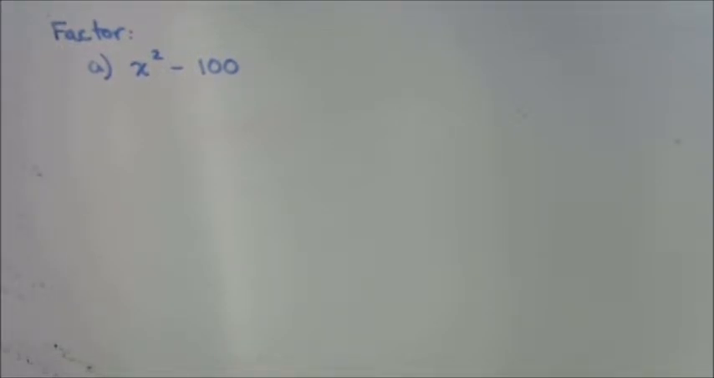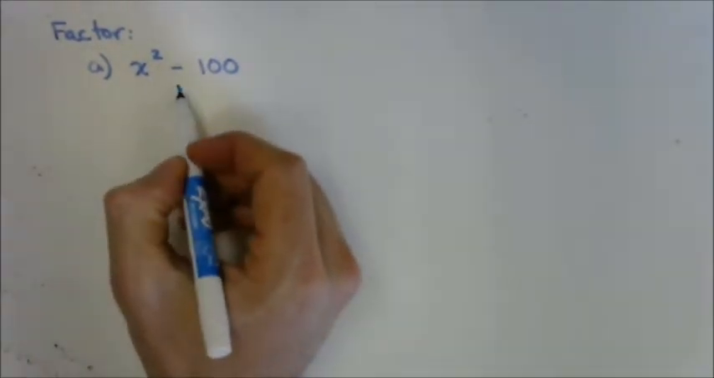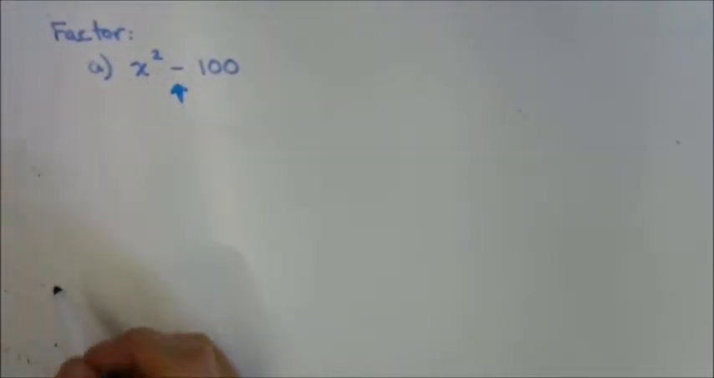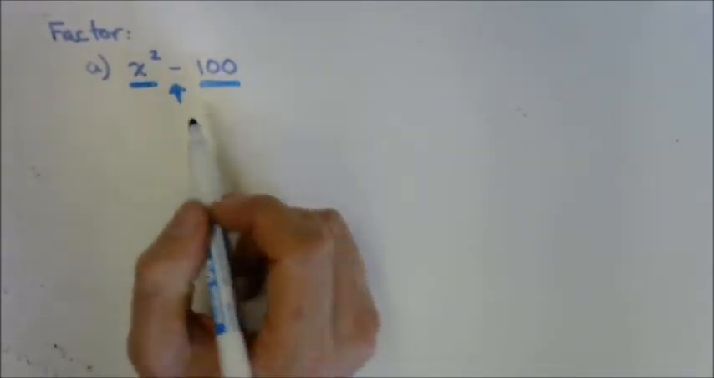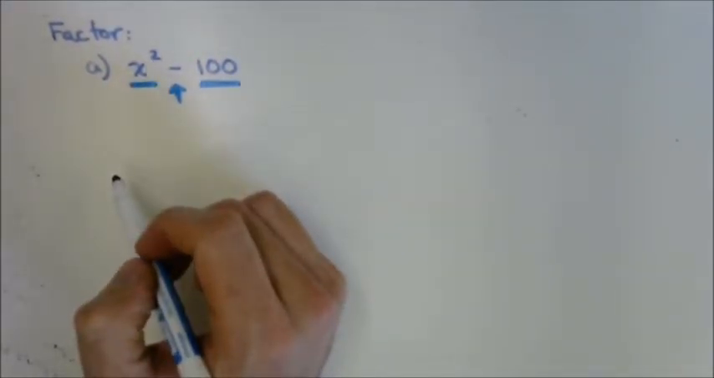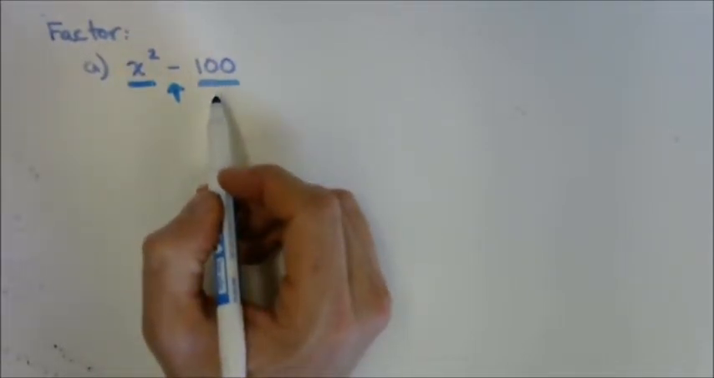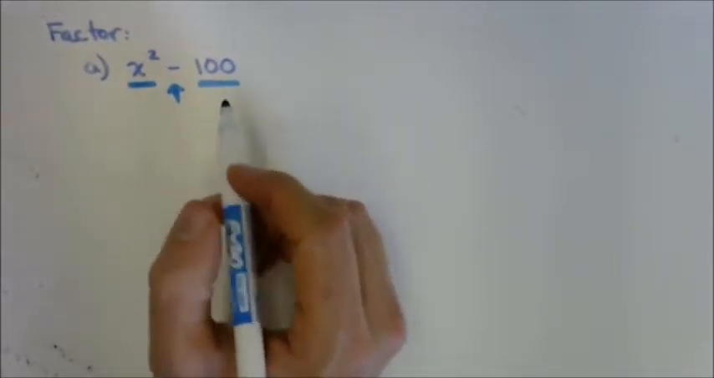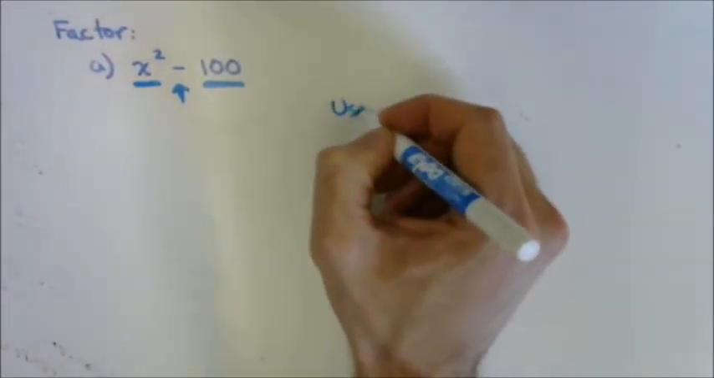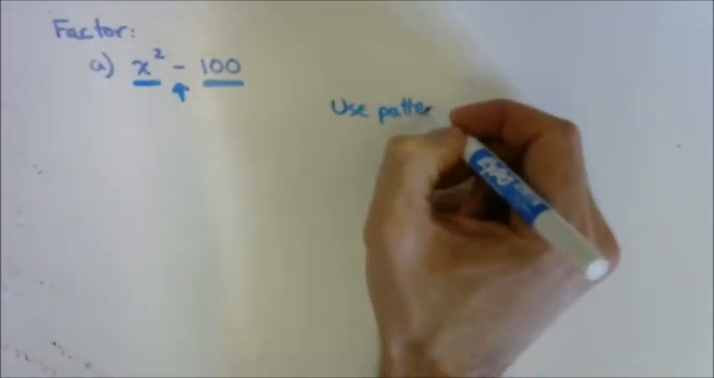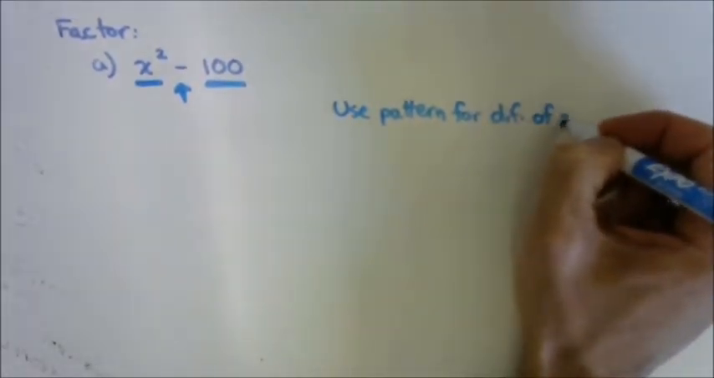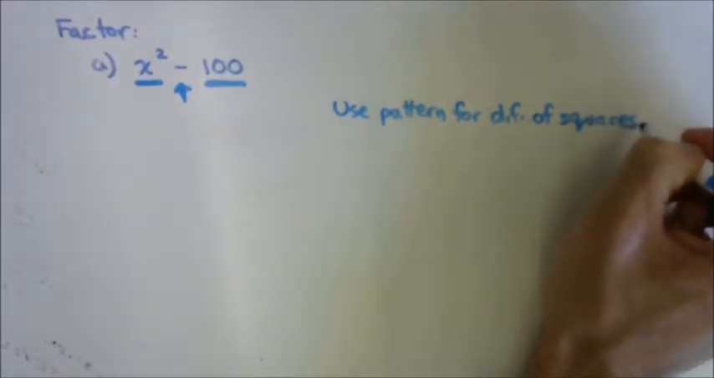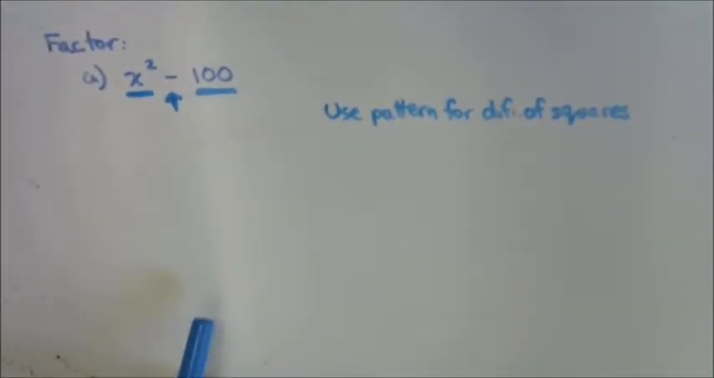What has to be true in order for this to be a difference of squares? You have to have a negative sign. It has to be a difference. And it has to be squared. x squared has to be squared, and this has to be a square number. Is x squared a squared thing? Yes. Is 100 a squared thing? Yes. Okay, so we do have a difference of squares here. So, what are we going to do? We're going to use the pattern for difference of squares. Please write these notes as we go.